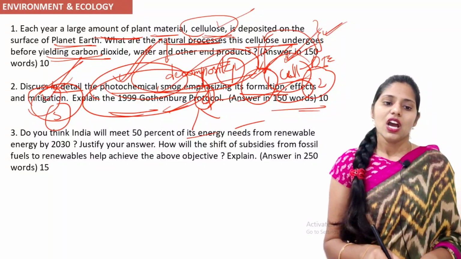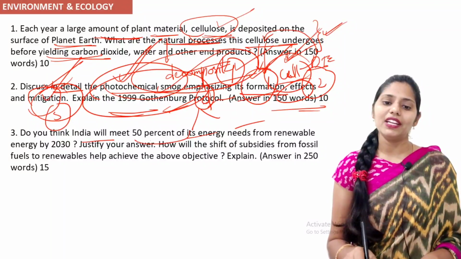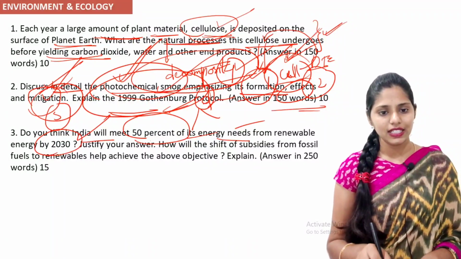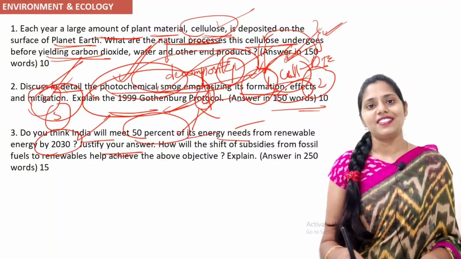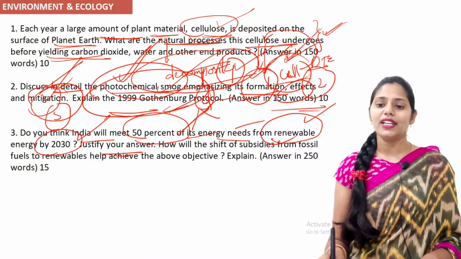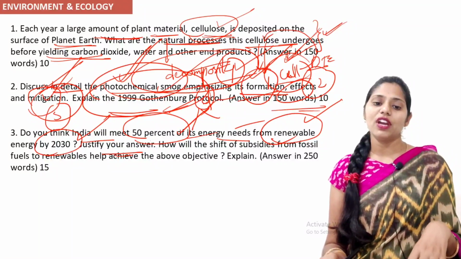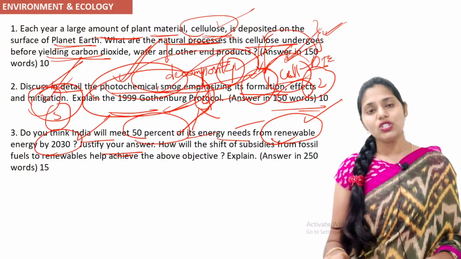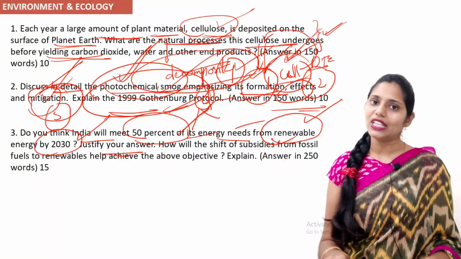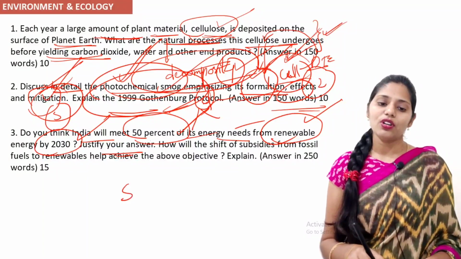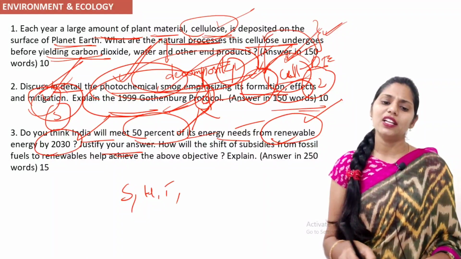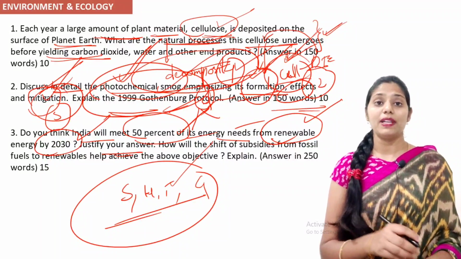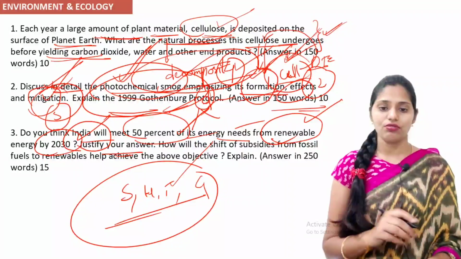The next one is: do you think India will meet 50% of its energy needs from renewable energy by 2030? Justify your answer. You have to focus on renewable energy and justify whether we are going to meet 50% of our energy from renewable energy by 2030 or not. You can write about solar energy, wind energy, tidal energy, geothermal energy, where we are focusing. And you have to give some examples because the keyword here is justify.